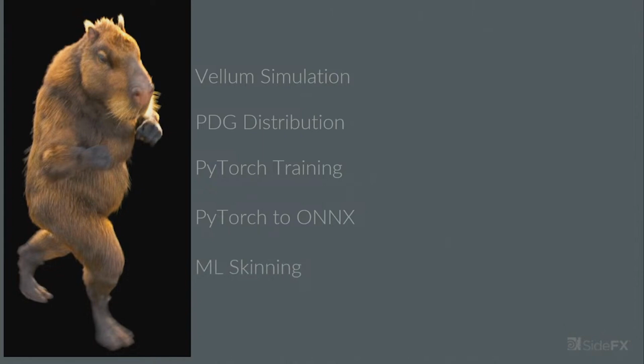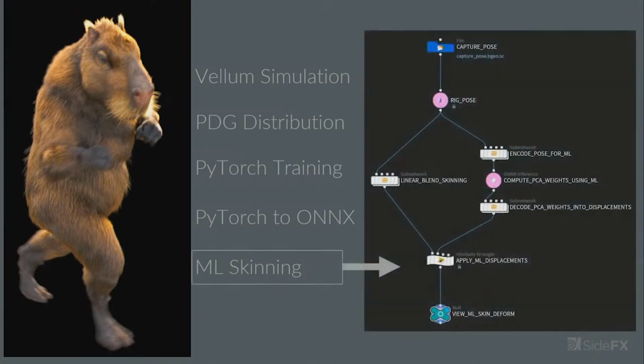Now this is a broad overview of the technique. But the key takeaway here is we're using machine learning to come up with the deformations for this character. Here is where the computation of the weights being used happens.